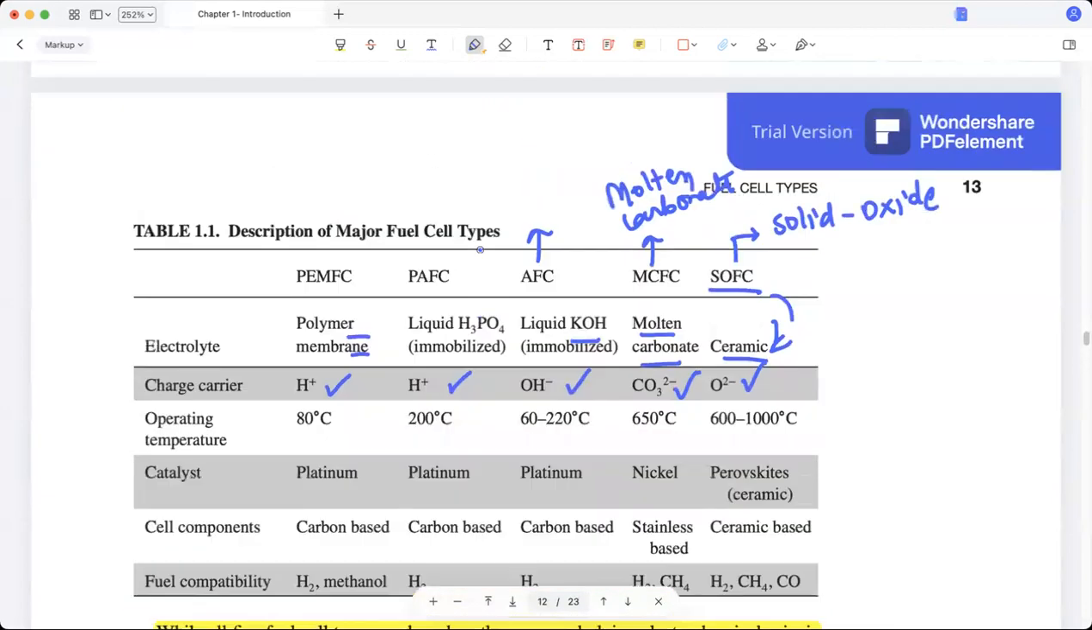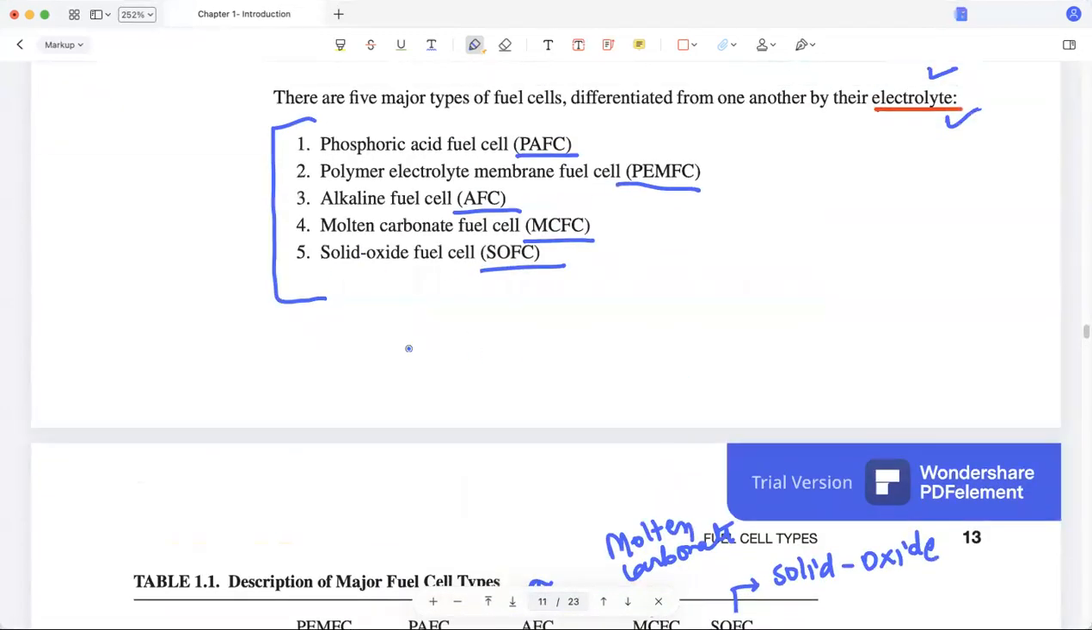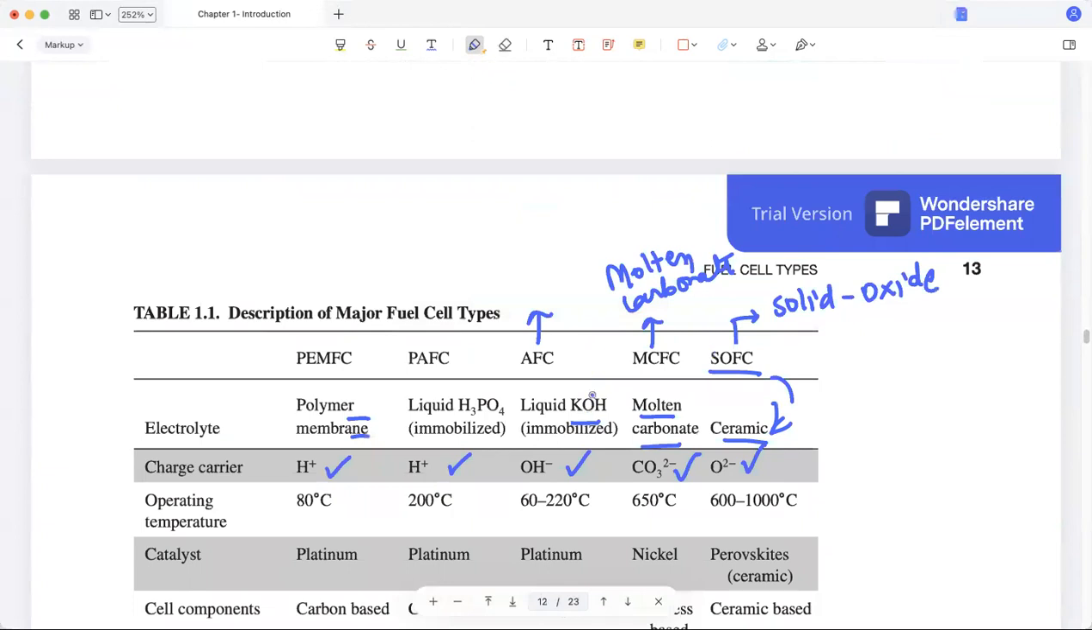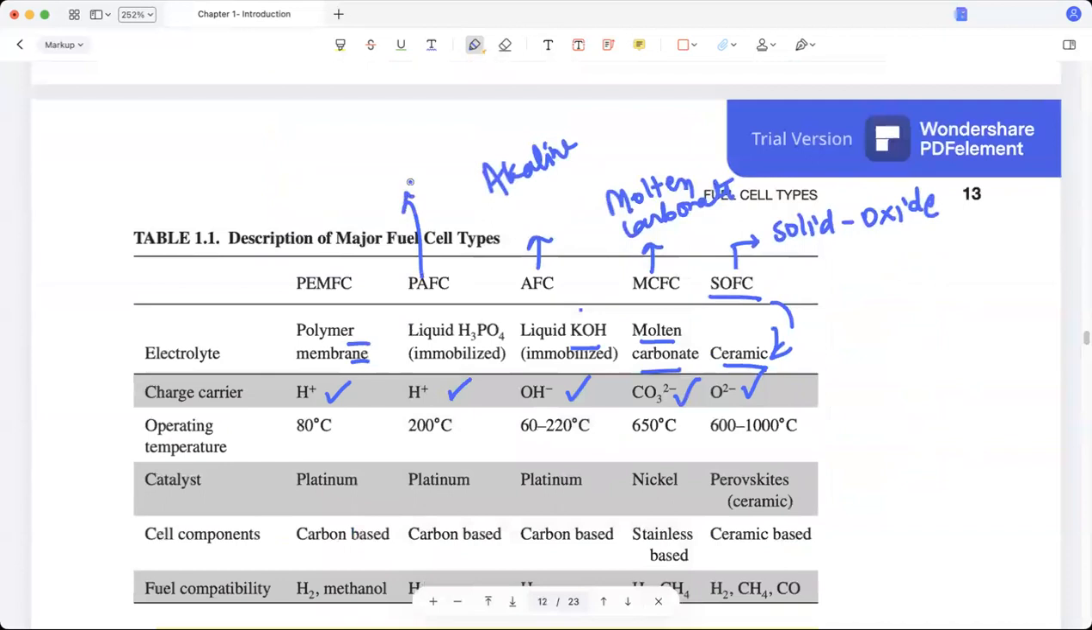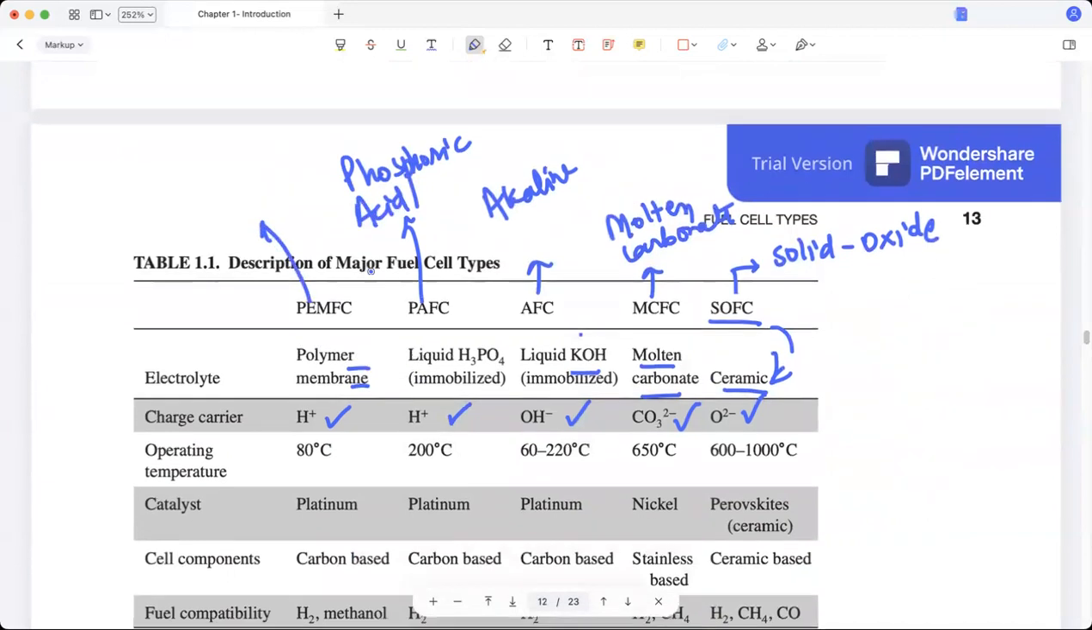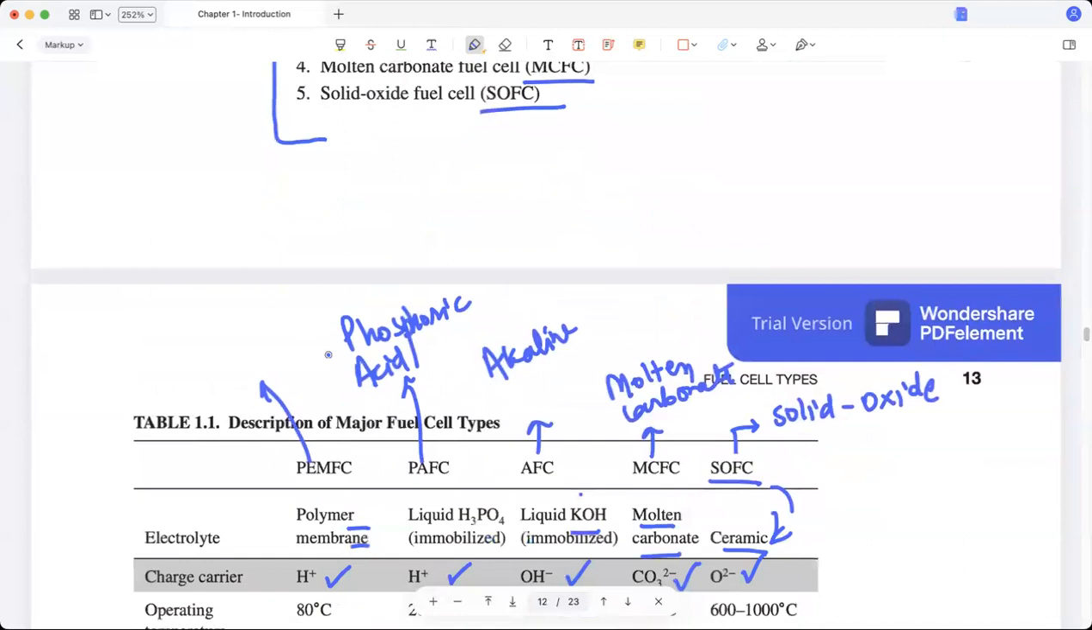This is your alkaline fuel cell, I'm sorry. Alkaline fuel cell, so it has KOH. This is PAFC, your phosphoric acid fuel cell. This is your polymer electrolyte membrane fuel cell.